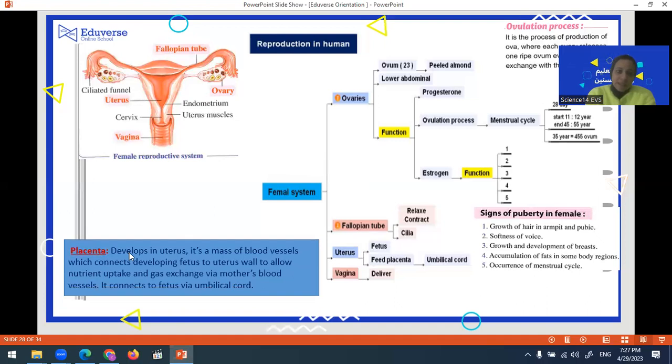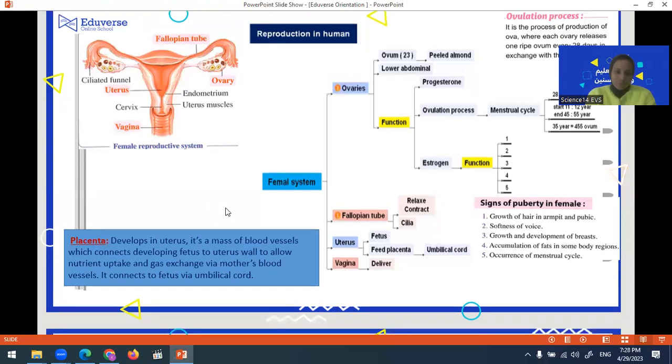So what's the placenta? It develops in the uterus. It's a mass of blood vessels which connects the developing fetus to the uterus wall to allow nutrient uptake and gas exchange via the mother's blood vessels. It connects to the fetus via the umbilical cord.